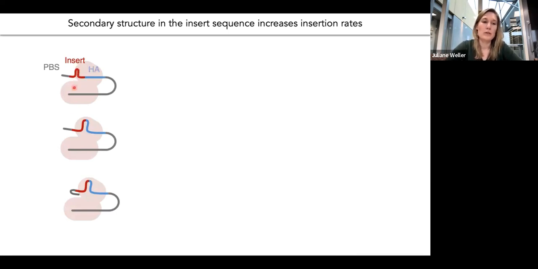But we can also think about looking at how insert and homology arm interact, or how the whole extension folds up. There was a paper where they protected the 3' end of the PEG RNA, called it ePEG RNA, and that protects it from being degraded. So that increased the overall availability of the PEG RNA. But that's not what we're looking into here. Here we're really looking at structure inside the PEG RNA.